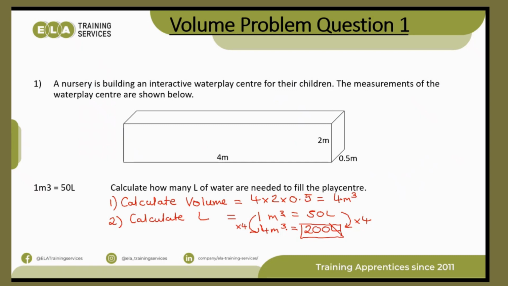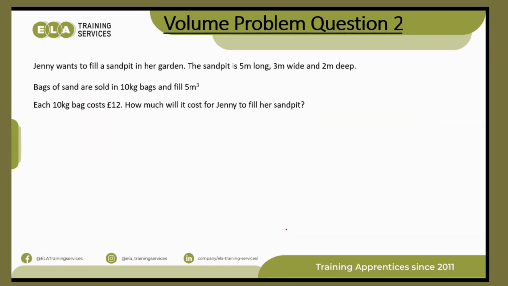Hey, our last question today. So Jenny wants to fill a sandpit in her garden. The sandpit is 5 meters long, 3 meters wide, and 2 meters deep. Bags of sand are sold in 10-kilogram bags and fill 5 meters cubed. Each 10-kilogram bag costs £12. How much will it cost for Jenny to fill her sandpit?